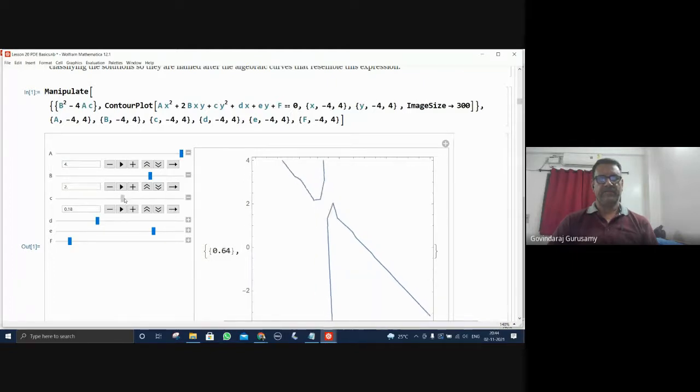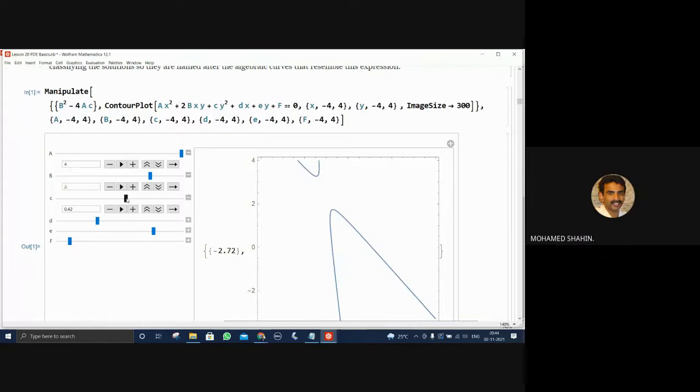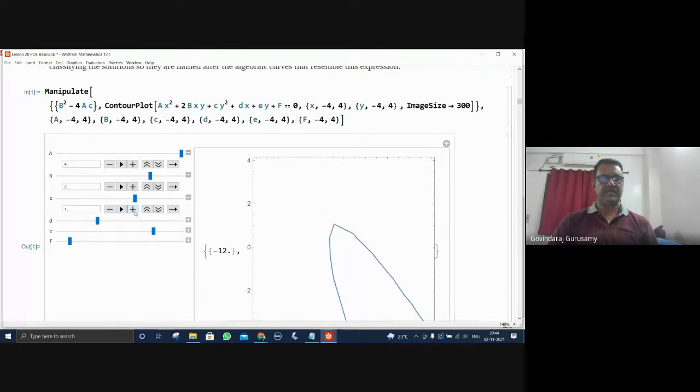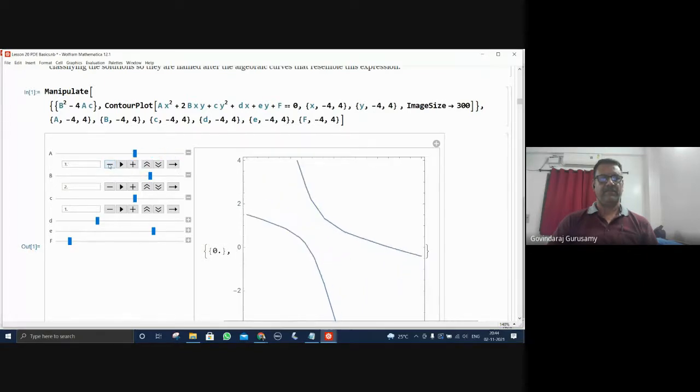Okay, you can make it 0 somewhere. Then B can be 2 and A and C are 1. That's what I have shown you previously. This is what I have shown, but I am looking for one more condition where b square minus 4ac should be 0. Well, there is a possibility.